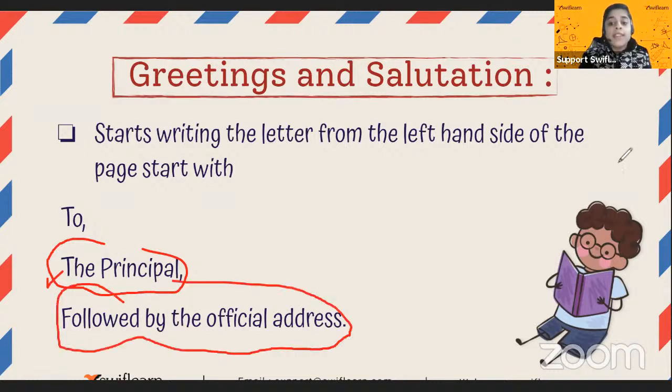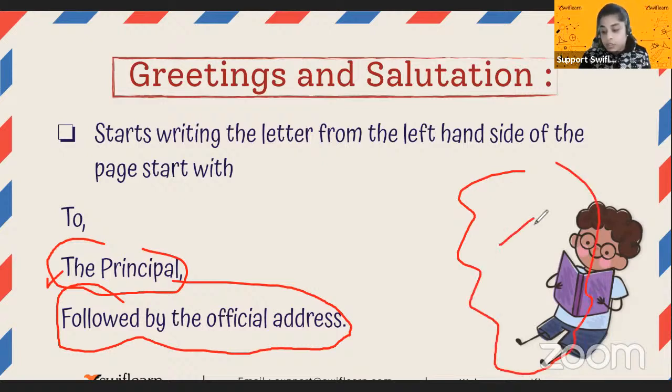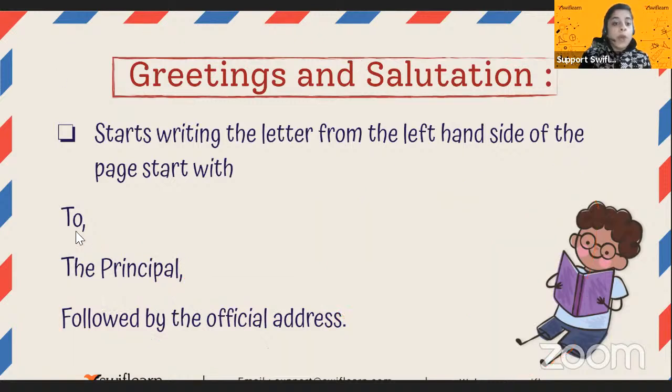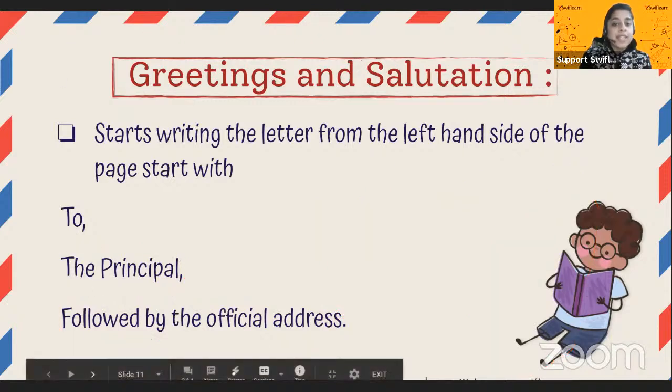So on the right hand side, you were writing your own address and the date. Okay. But on the left hand side, when you have started the letter, you have to write 'To', then the salutation, followed by the official address of the principal. Here you are not going to write your own address. Your address is coming here on the right hand side. Once you do this, what is the next step?